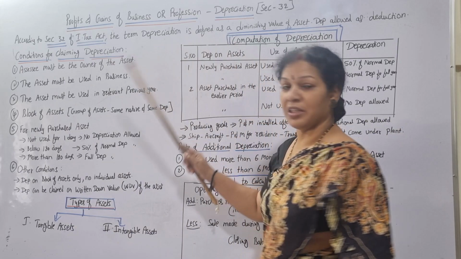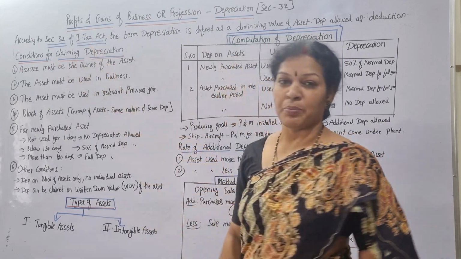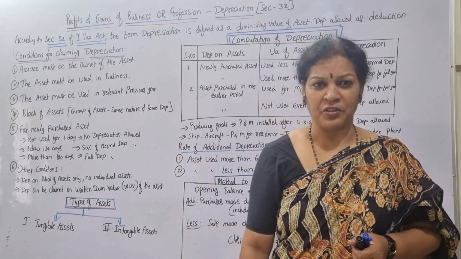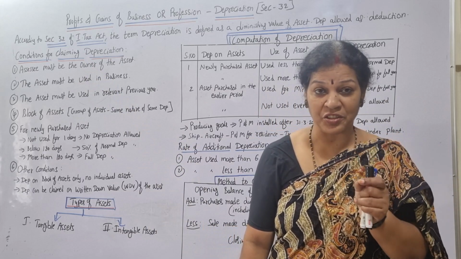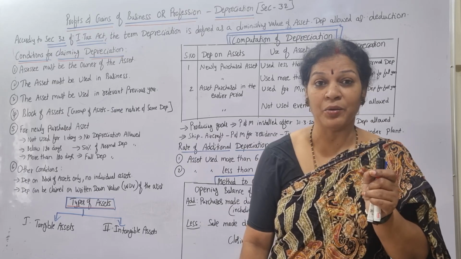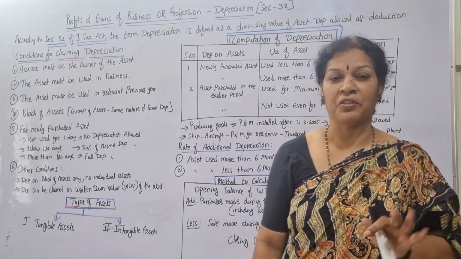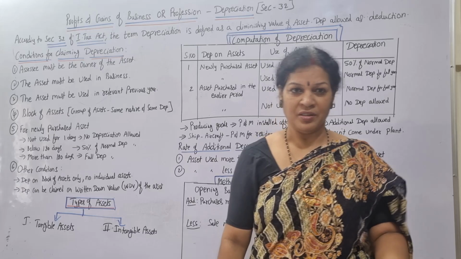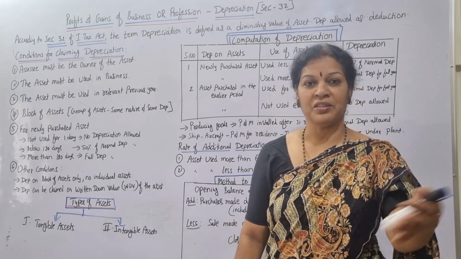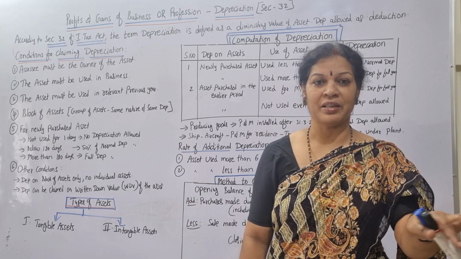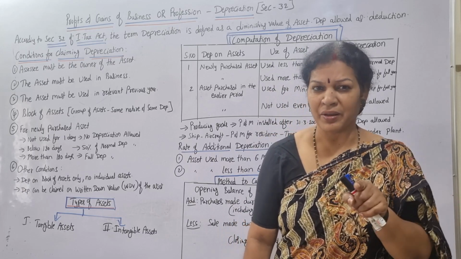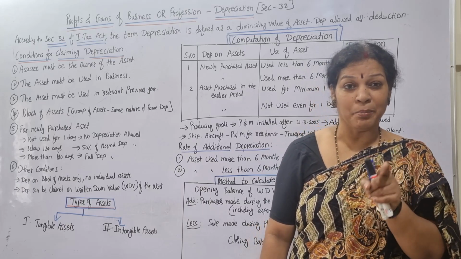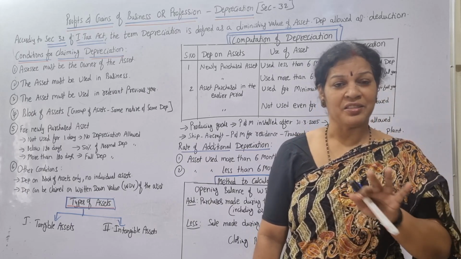Now remember a few things: the conditions for claiming depreciation. When do you claim depreciation? What are the conditions? If you satisfy a few conditions, then only you are eligible to claim depreciation. Simple rules. First thing, the assessee must be the owner of the asset. If you say you have certain assets and you are calculating and claiming depreciation on them, are you the owner of that asset? Very important thing: the assessee must be the owner of the assets.